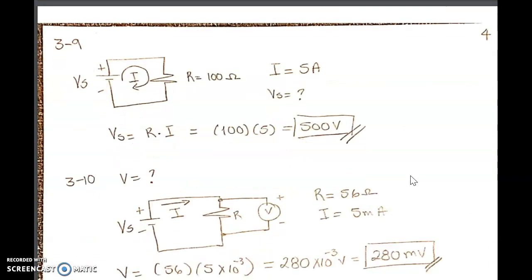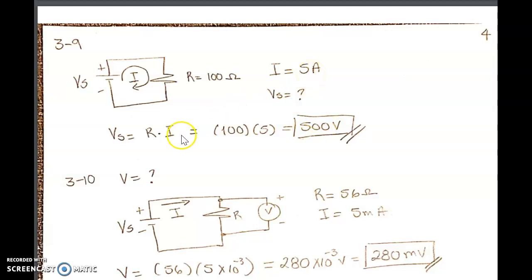We move on. Now we are going to do example 3.9. In example 3.9, they want to know what is the voltage needed to produce a 5 amp current. So we are looking for voltage. They are giving us the current needed, and they're giving us the value of the resistor. So we use the formula to find the voltage, which is just current times resistor. So we need 500 volts for us to produce 5 amps.